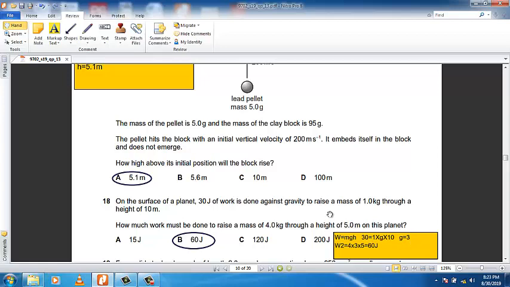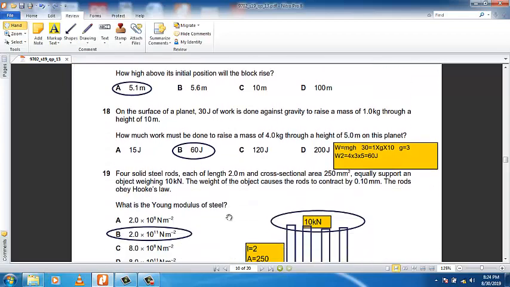Gravitational. So in work 2, how much work is done, we can find mgh. M is 4 kg, g is 3 from the previous case, and h is 5 meters, so 60 joules. So B is the answer. Question number 19.